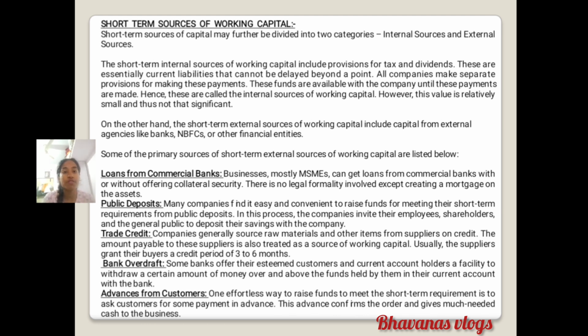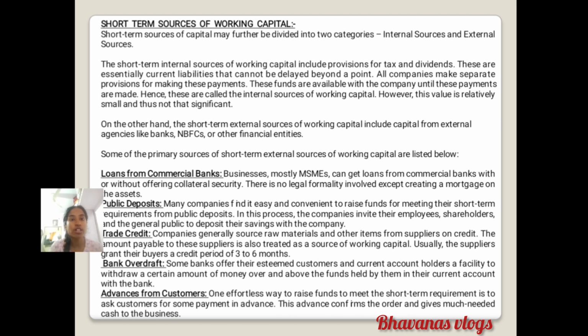Next point was advances from customers. One effortless way to raise funds to meet short-term requirements is to ask customers for some payment in advance. These advances confirm the order and give much-needed cash to the business.